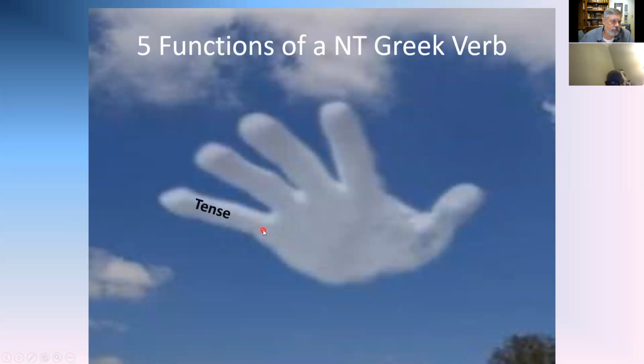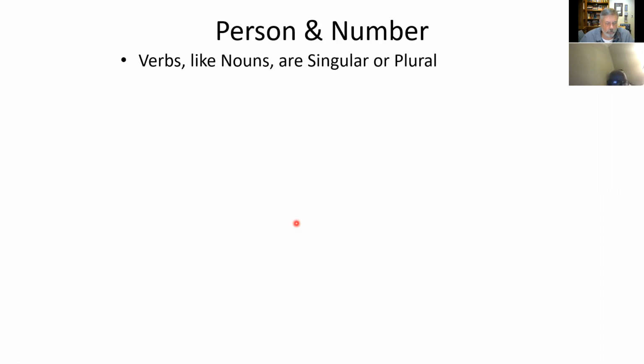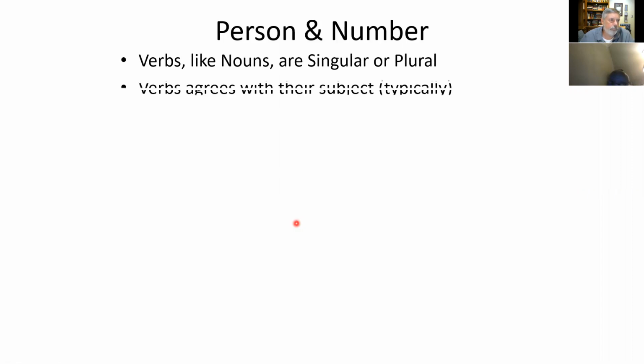There are 5 functions of the Greek verb, and these 5 functions come up over and over again for a long time: tense, voice, mood, person, and number. So these are the 5 functions. We'll talk about those as we go. Person and number. Verbs are very much like nouns. They're either singular or plural. So number means singular or plural. It's very simple. Verbs will agree with their subject: if the subject is singular, the verb will be singular. If the subject is plural, the verb will be plural.